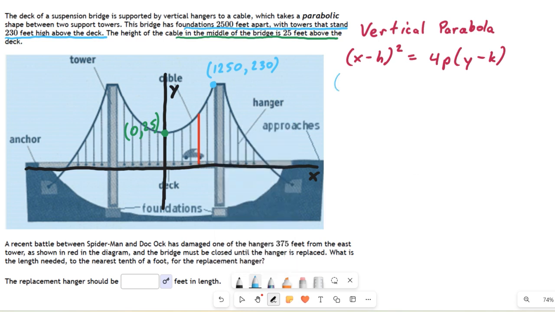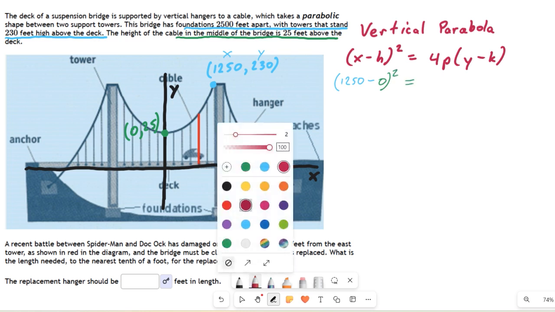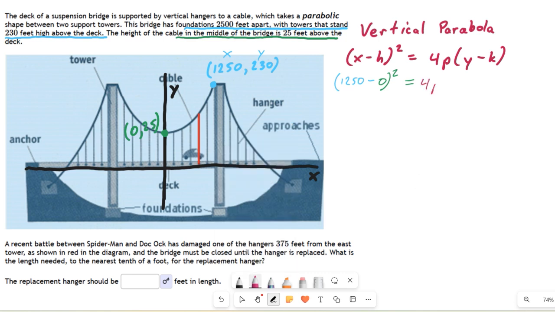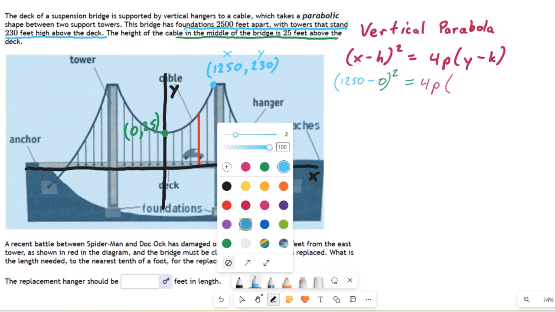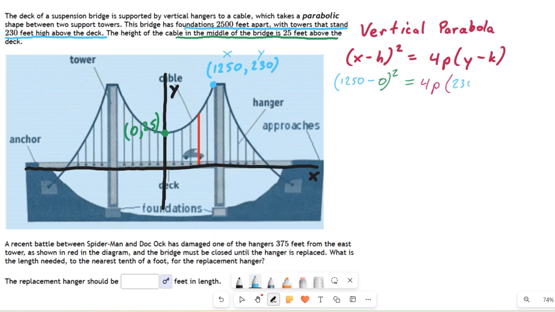So I have an x value, and I'm putting in the blue numbers here, that high point as my x, y. That's going to be 1,250 minus, and now I put in my h number right here, which was 0. That thing squared equals, I still have 4p. I don't know what 4p is. That's a little bit of a mystery right now, and I need to solve that if I'm going to finish this problem. But I know the y value at the high point is 230, and the k value, the vertex value, is 25.